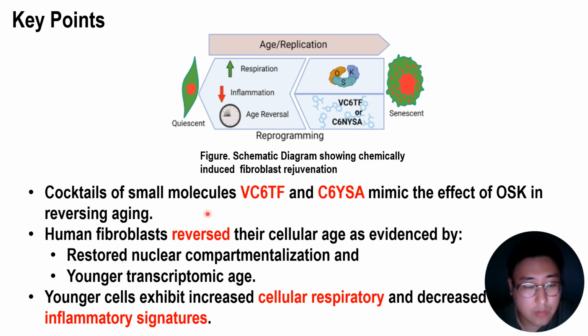And you can see, so to summarize, the VC6TF or C6YSNYSA, this is a typo, are the chemicals which can reverse aging by mimicking OSK effects. And the reversed fibroblasts showed restored NC as well as younger transcriptomic age, which is done by machine learning models. You can see the younger cells exhibited increased cellular respiration and decreased inflammatory signatures.